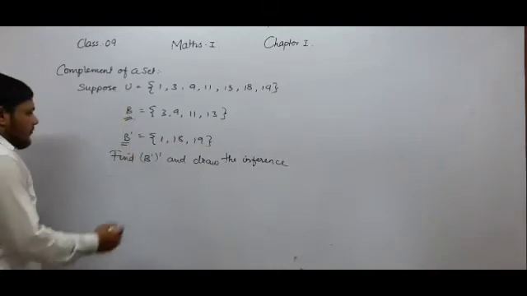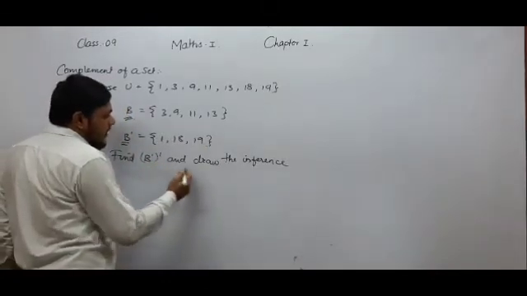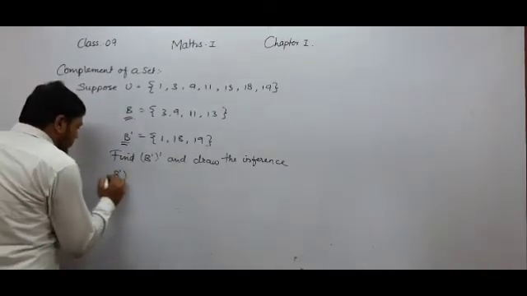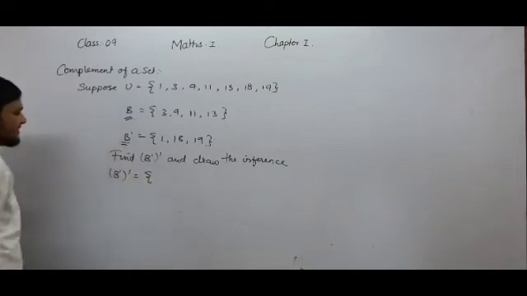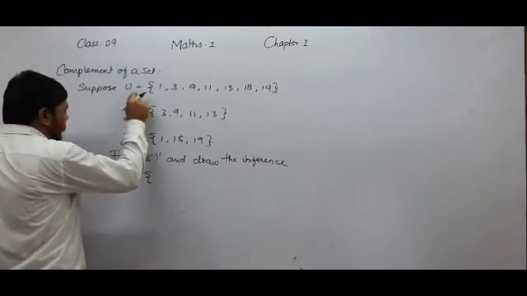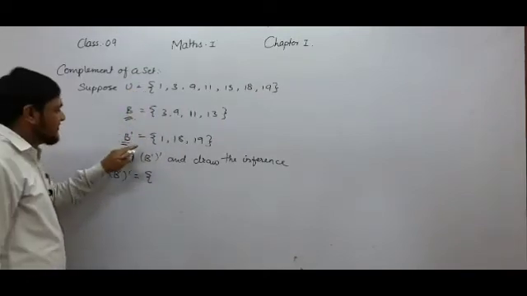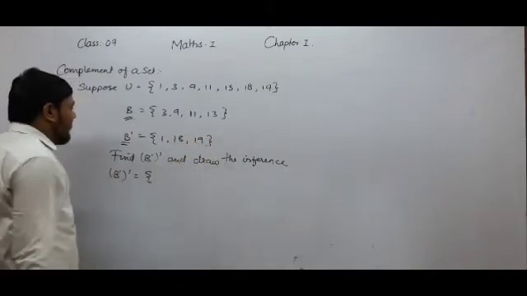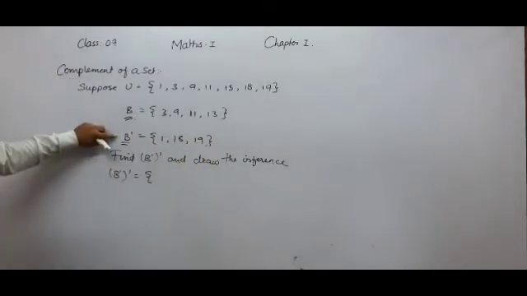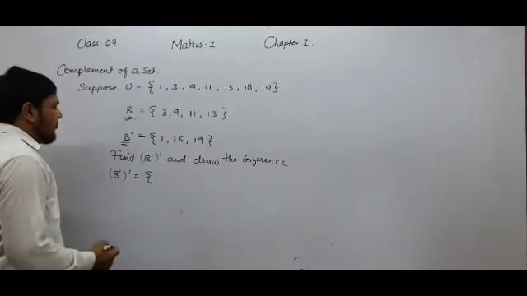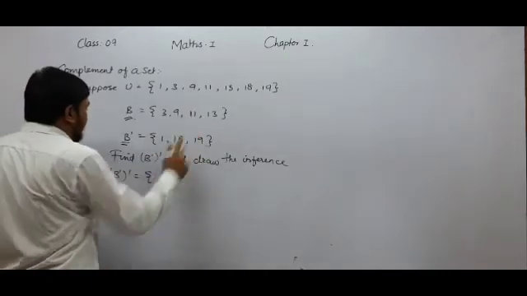So student, now we have to find the complement of B complement and also draw the inference. So here the complement of B complement is the set of all the elements which are from set U but which are not in set B complement. Means we have to skip these elements 1, 18, 19 which are the elements of B complement from the universal set and write the remaining elements here.